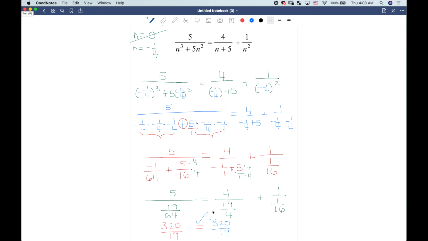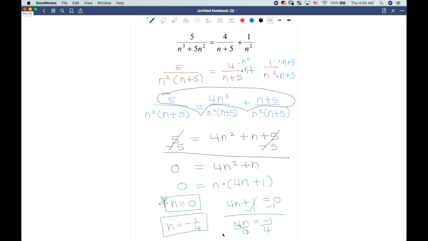Congratulations. Good job, everybody. So what does that mean? We had forgotten what we were even doing. What that means is that this solution that we just checked is correct. So the solution to this problem is not n equals 0, right? That's extraneous. It's n equals negative 1 over 4. So we only have one solution.